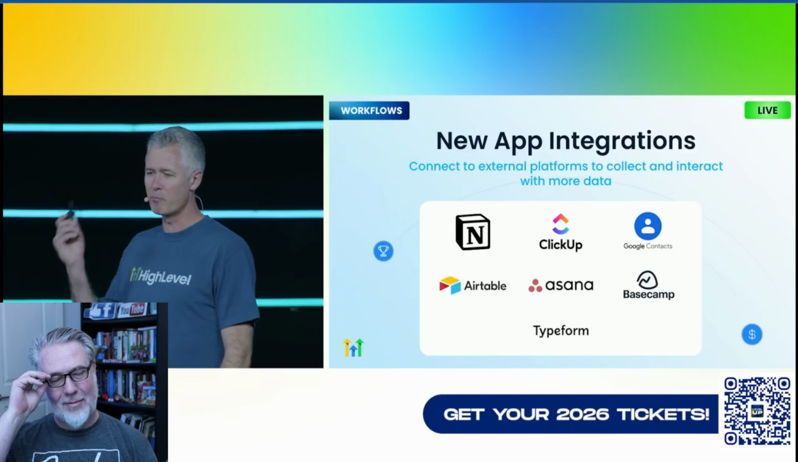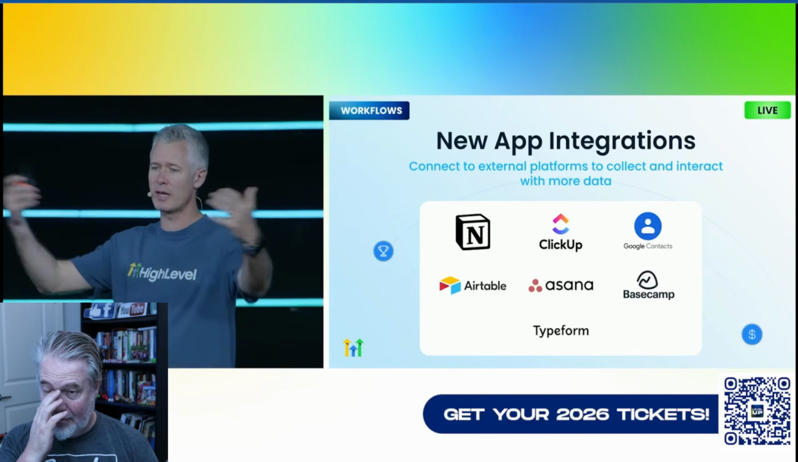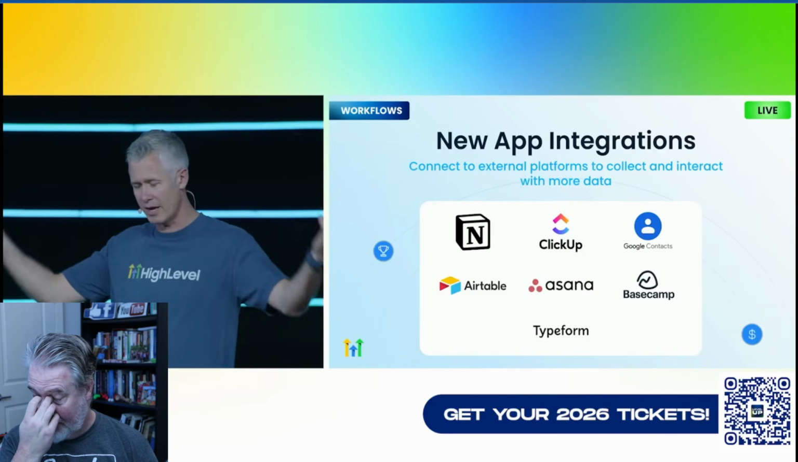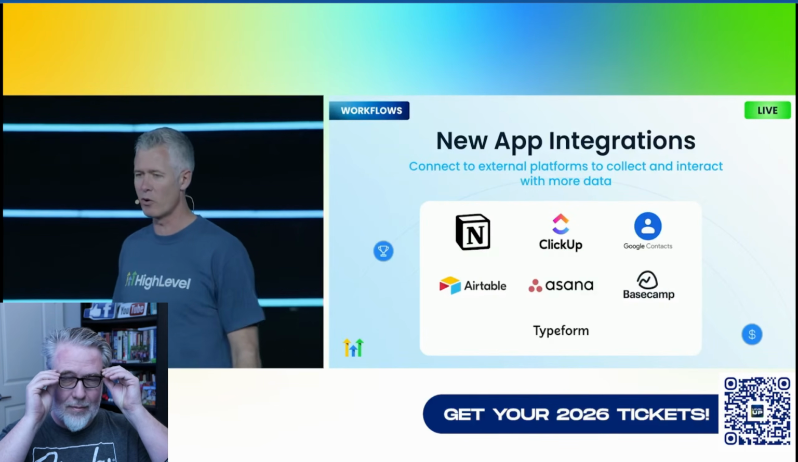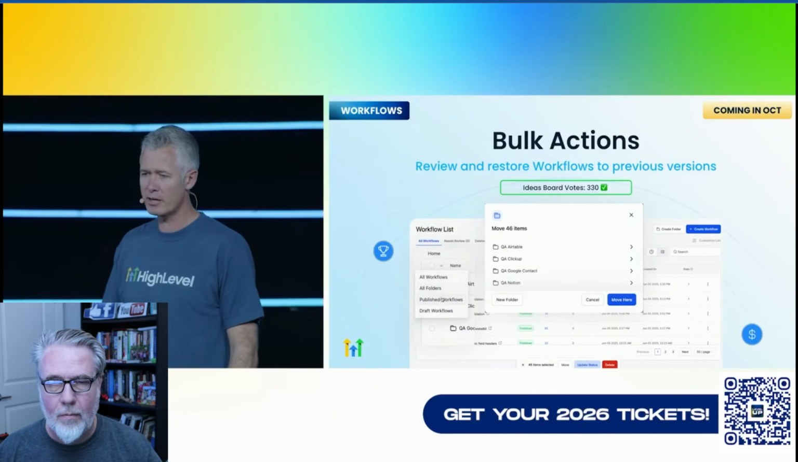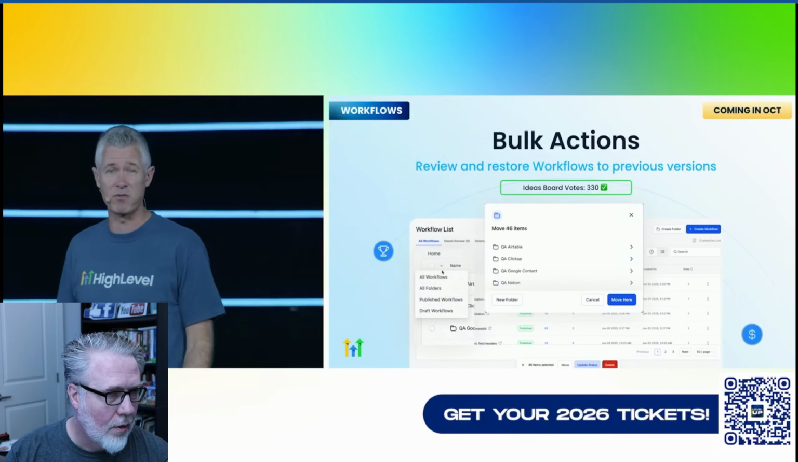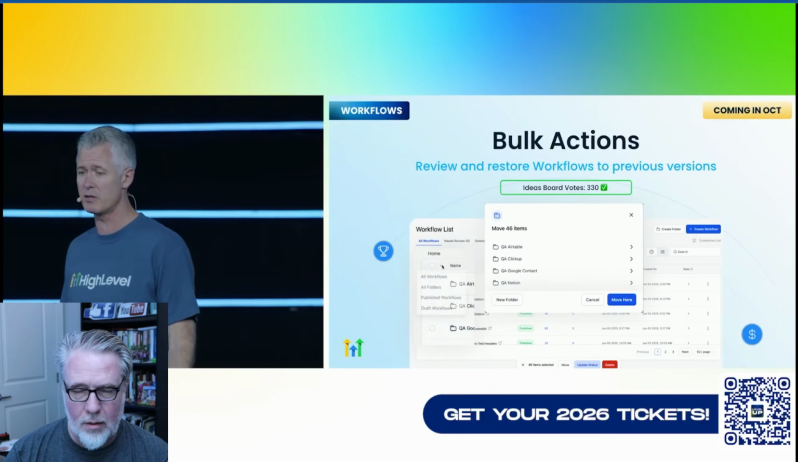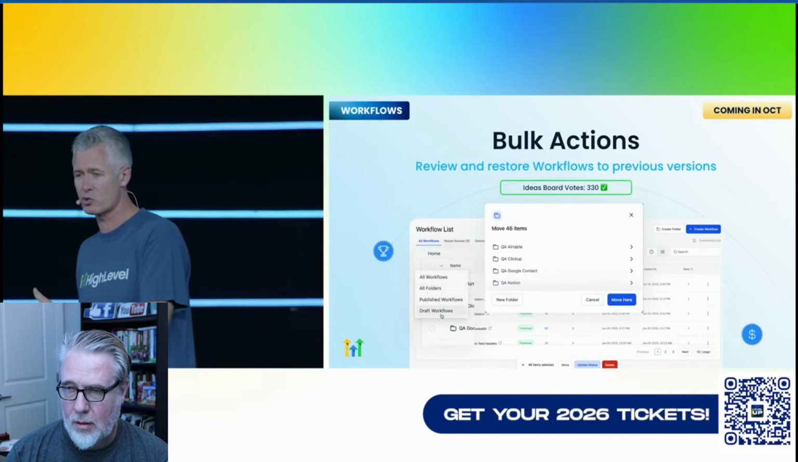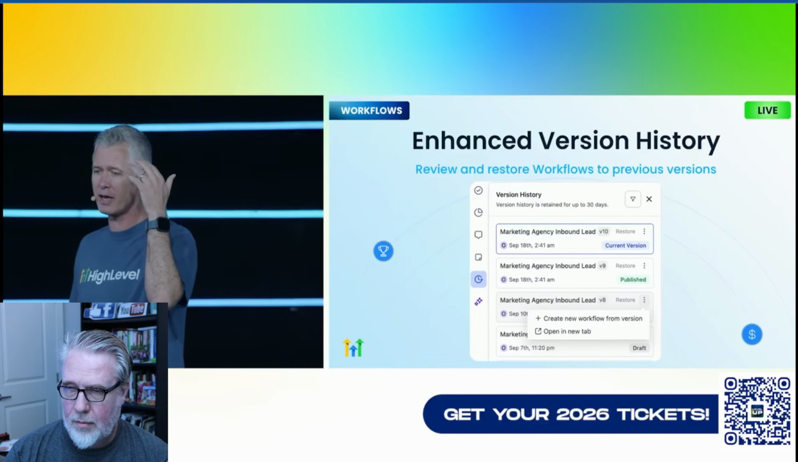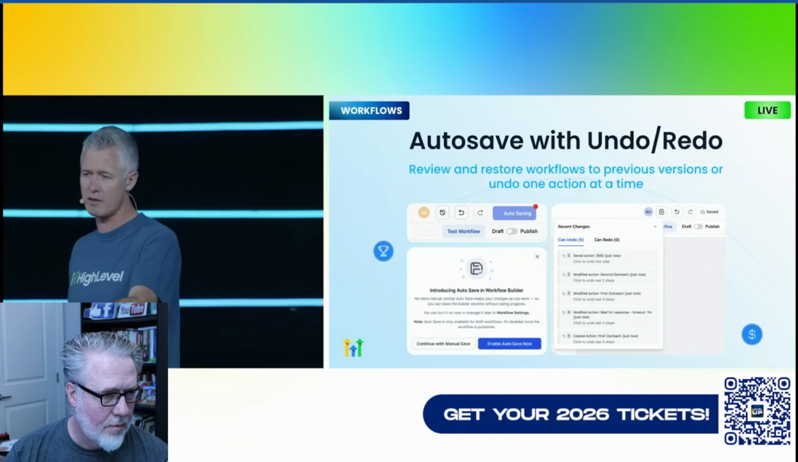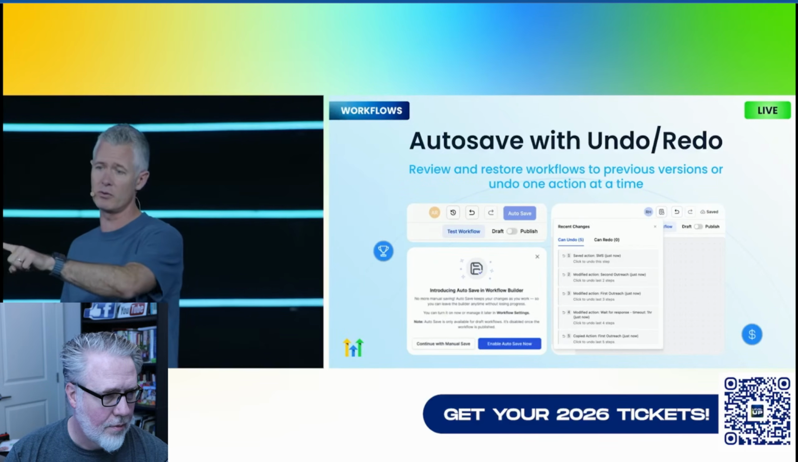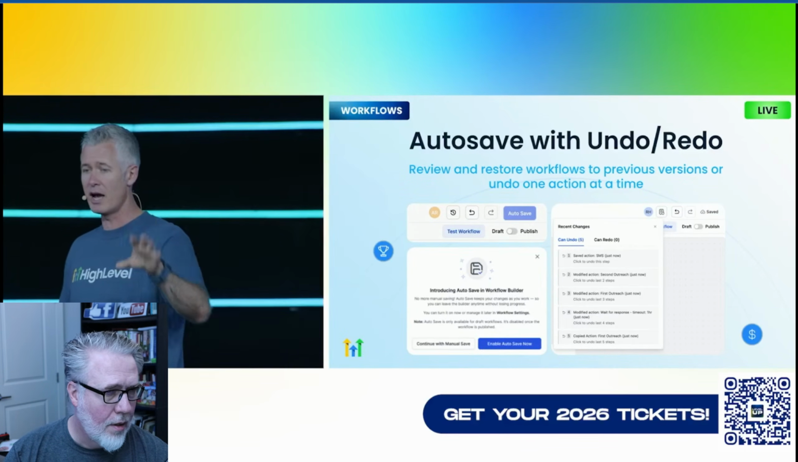Workflows, a bunch of new app integrations, and this will actually just keep happening. So yeah, clap it up for this. Everybody wants more integrations. We'll keep adding more in. Don't worry. Bulk action, so you can review and restore workflows to previous versions. This is amazing if you ask me. So you actually have versioning and restore capabilities. And not only that, but also you can review and restore workflows, and it'll auto-save with undo and redo now live in workflows. And you can turn it on or off.